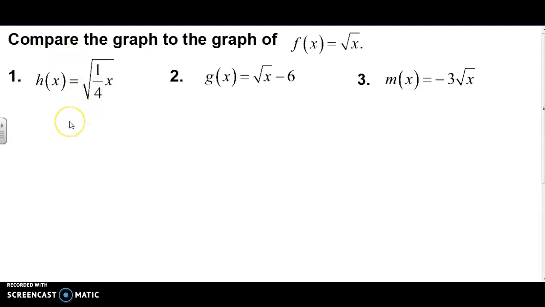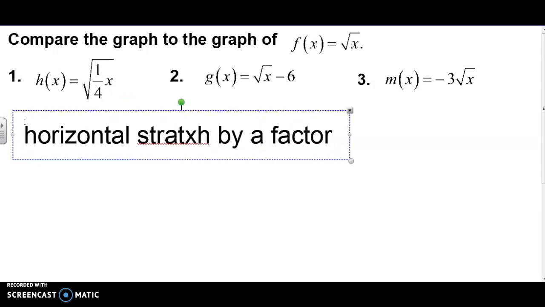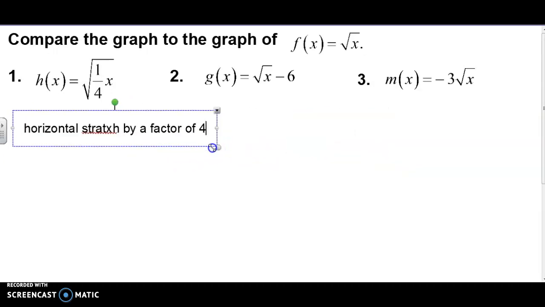it. Okay, so for number 1, we have x is being multiplied by 1/4. So since x is being multiplied by a number that's in between 0 and 1, that would be a horizontal, because it's inside, right? So it's a horizontal. Now is this stretch or a shrink? So remember, when it's horizontal, we take the reciprocal, and that's the factor. So the reciprocal of 1/4 would be 4. So since the factor is 4, that would be a horizontal stretch by a factor of 4. So that is for number 1.